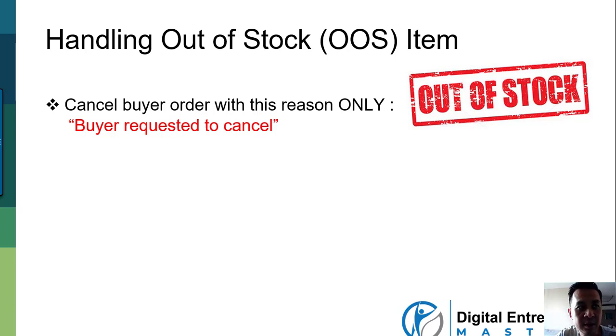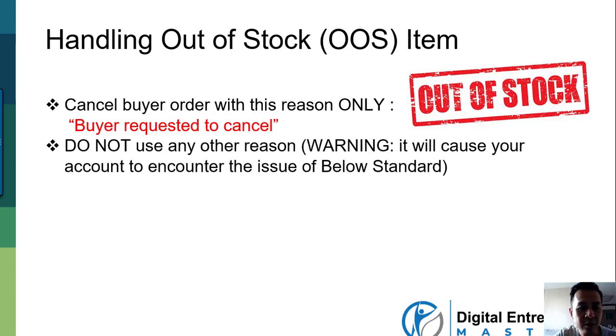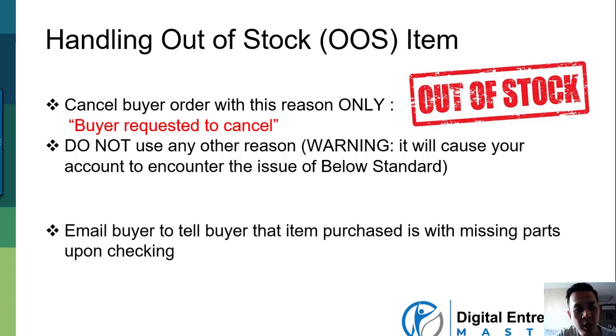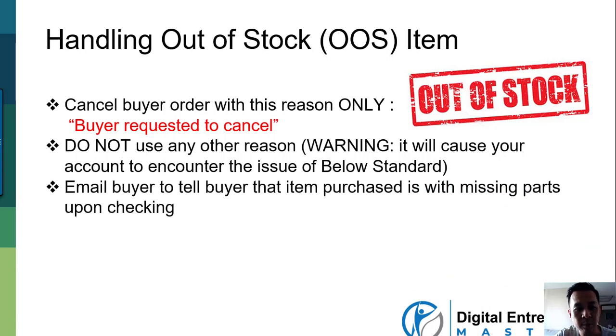So this can be done easily by sending the customer an email, either through the eBay message, or you can send an email to the customer by using the DSM2. So do not use any other reason because this will get your eBay account to be below standard. So this is very important. Email the buyer, like mentioned, tell the buyer that the item you purchased can be like missing part or there's issues. Just seek their understanding that you have to cancel their order.